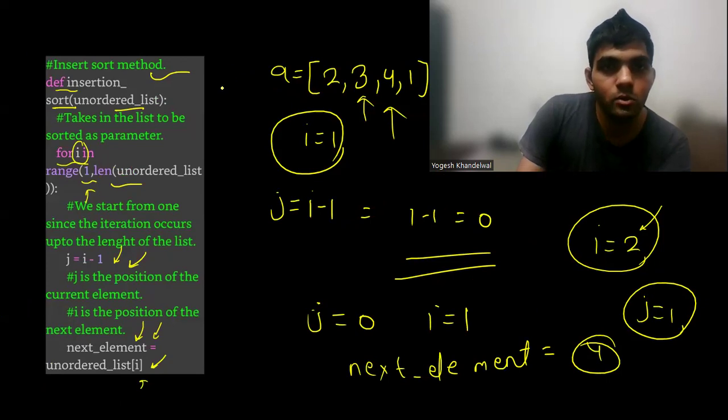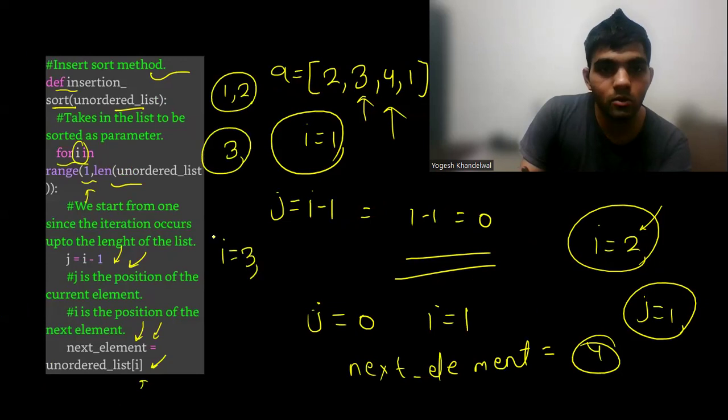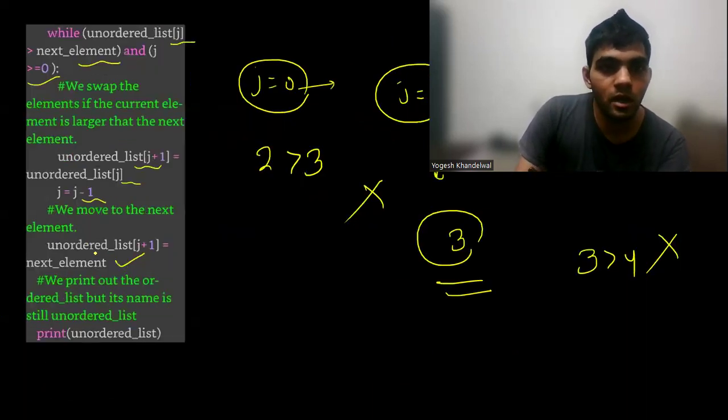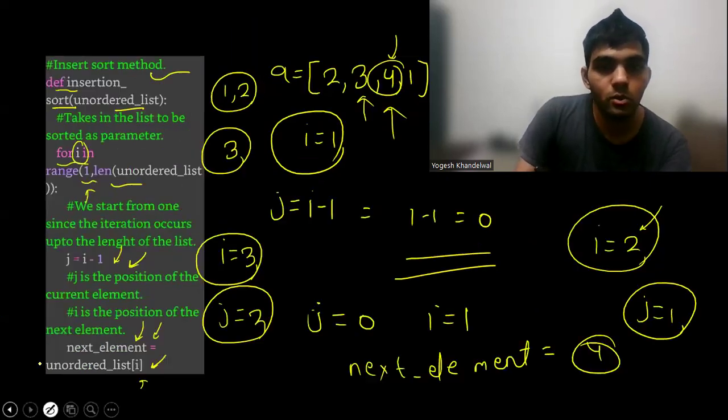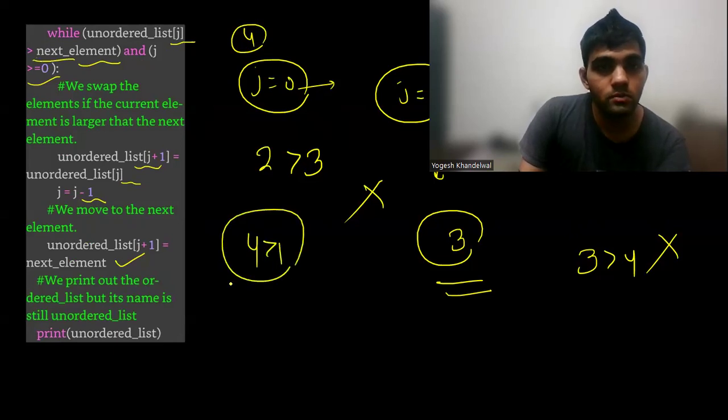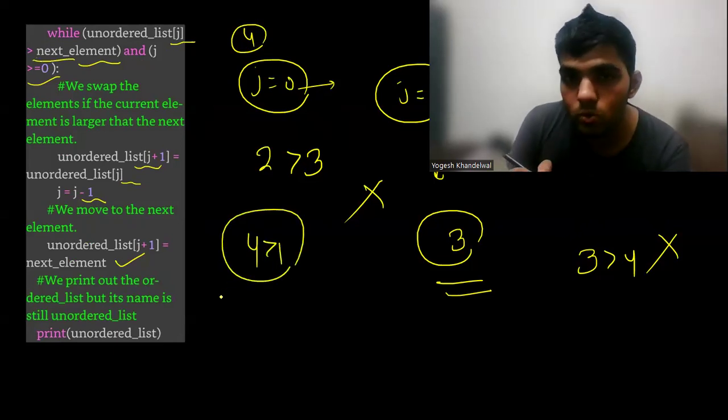Here i was 1 and 2. Now we go to i equal to 3. So now i is equal to 3 and j is equal to 2. The unordered list of j is 4, and next element corresponds to i equal to 3, so it is 1. So we have 4, and we have to check whether 4 is greater than 1. So this condition is true.